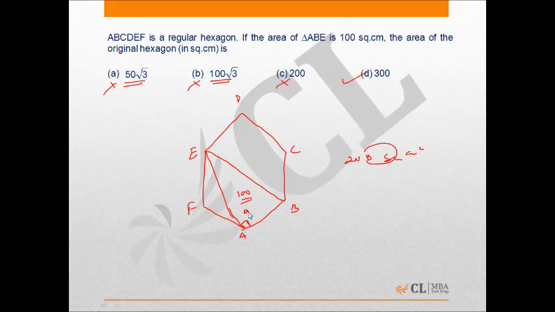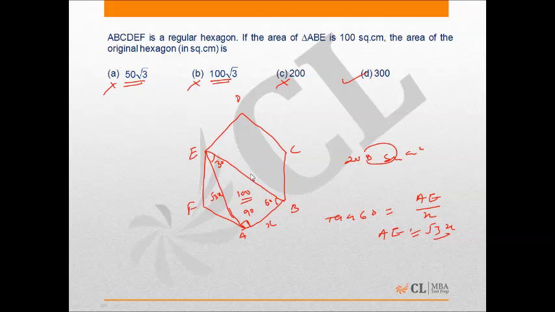This angle will be 90 degrees, this will be 60, and angle E will be 30. Suppose AB is x. Then AE will be root 3 of x, as tan 60 equals height upon base, that is AE upon x. From here we will get AE as root 3 x.